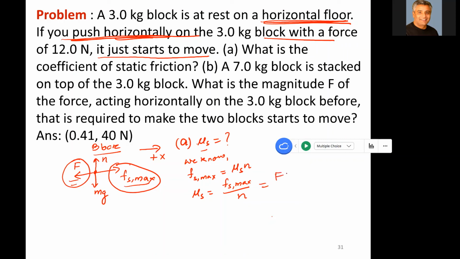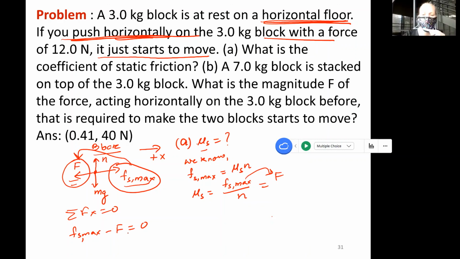So I can just write F in place of Fs max. Or if you like, you can say Fx must be 0. That means Fs max minus F equals 0, which means Fs max is F, right? So I have a question. Yes.